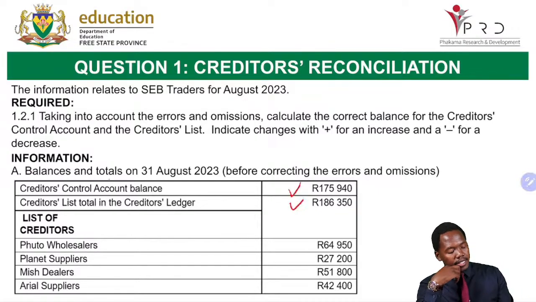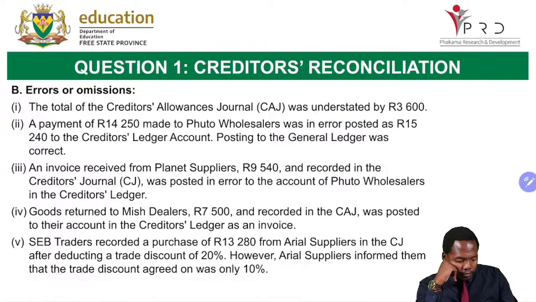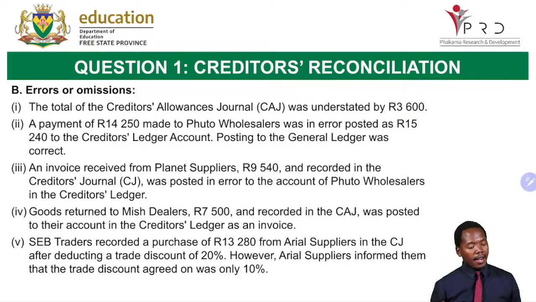Now let's look at this. These are our creditors: Putter, Planet, Mish, Aerial, Supplies. Okay, they are the figures. And then these are our transactions now. We are going to be analyzing these transactions one by one. I'm going to break them into smaller pieces so that we all understand what's happening.